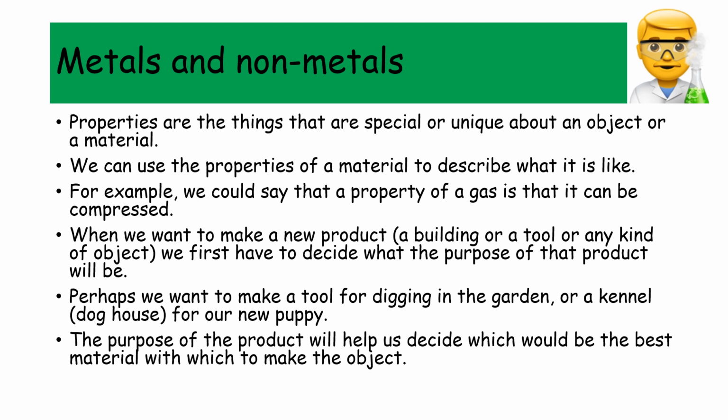When we want to make a new product, a building or a tool or any kind of object, we first have to decide what the purpose of that product will be. Perhaps we want to make a tool for digging in the garden, or a kennel, that's a house for your new puppy. The purpose of the product will help us to decide which would be the best material with which to make the object.